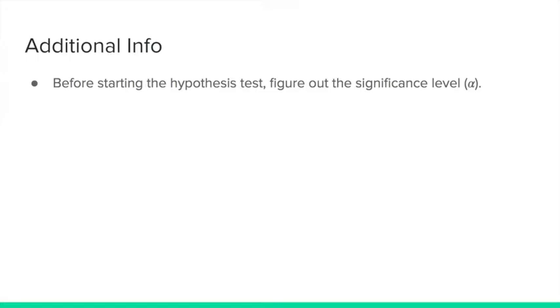First, always make sure that you know what the significance level is before you start your hypothesis test. It's really annoying to get down to the very last step and then realize that you don't know what you're supposed to compare your p-value to. So get all that figured out in advance. And just know that if alpha is not given to you, then the most common standard value for alpha is 0.05.